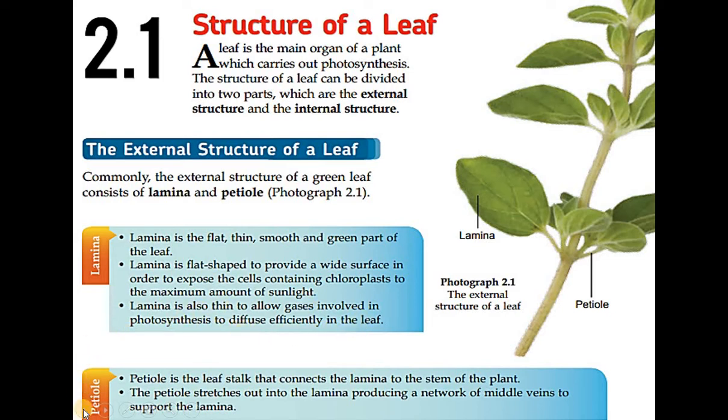Next we go to the petiole. Petiole is the leaf stalk. Ia bermaksud kepada tangkai, tangkai daun di sini. It connects the lamina to the stem of the plant. The petiole stretches out into the lamina, producing a network of a middle vein to support the lamina. So the function of the petiole is to support the lamina. The petiole also consists of vascular bundle.